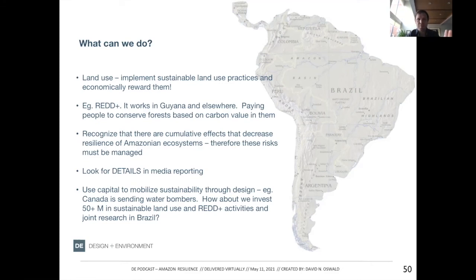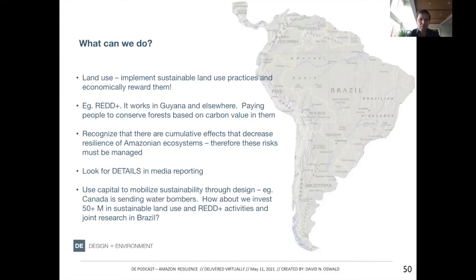The other part is to look for details in media reporting. Often we get these reports coming up and you ask, okay, is it all climate change? Climate change is a factor here for sure, but it's not the be-all and end-all. A heck of a lot of the problem in the Amazon has to do with land use, going out and chopping down forest and burning it to do agriculture or raise cattle. So it's not all climate change there. That's just good old-fashioned economic development.